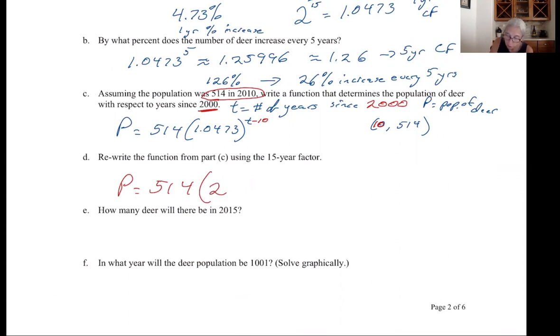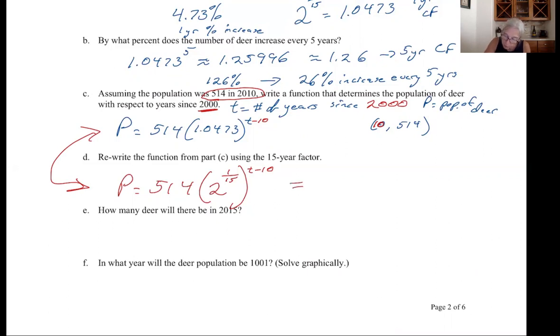But if I use 2, I know I have to account for the fact that that's the 15-year change factor by raising it to the 1/15th power, because I still need the result to be the same. These two equations have to give me the same result. When I'm asking for the population of deer in 2020, I need to be able to get the same result no matter which equation I use. So I have to compensate for the fact that I'm using the 15-year change factor by raising the value of that 15-year change factor to the 1/15th power.